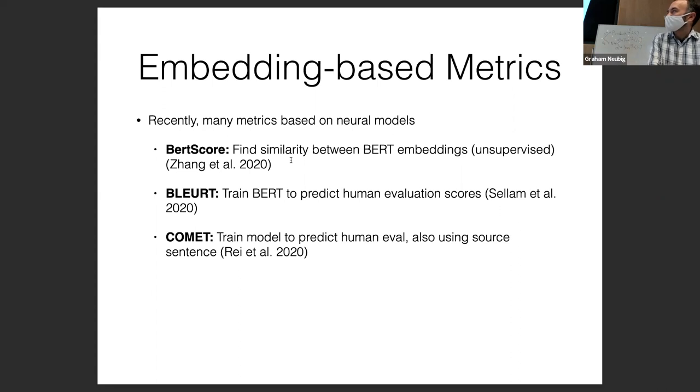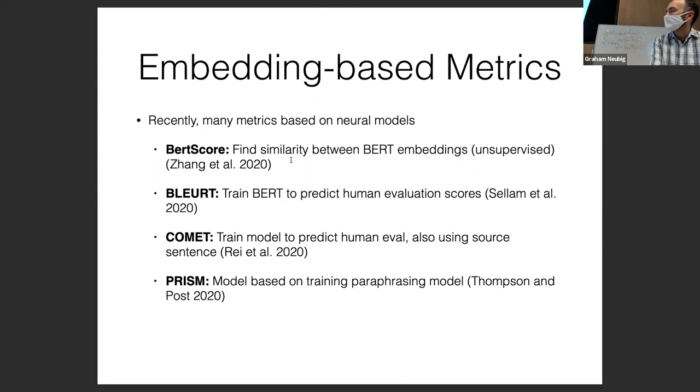Comet is similar, but it also uses the source sentence. And this is really useful because, as I mentioned before, human evaluation is much more accurate when you have the source sentence, because the underlying translation itself might be wrong. So Comet is quite good. It's held up very well in evaluations of these evaluation metrics.